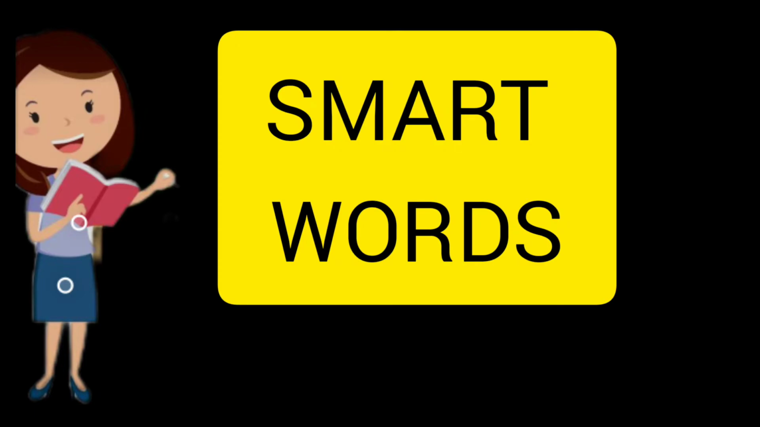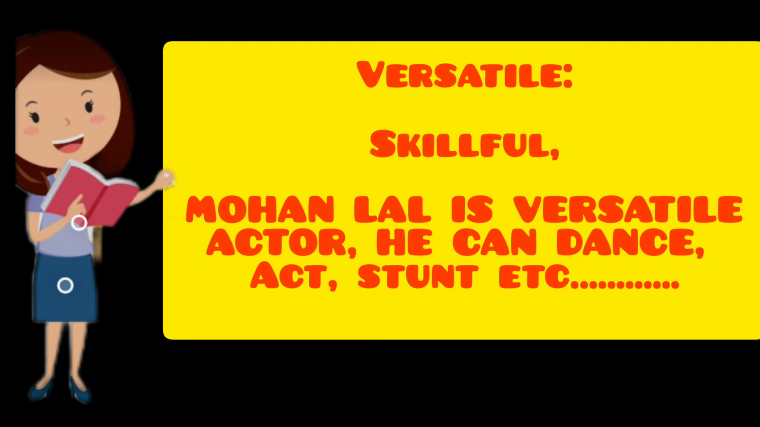Students, today we are discussing some smart words in English. First word is versatile, means skillful. For example, Mohanlal is a versatile actor. He can dance, act, stunt, etc. So we can say Mohanlal is a versatile actor because he can dance, act, stunt, etc.